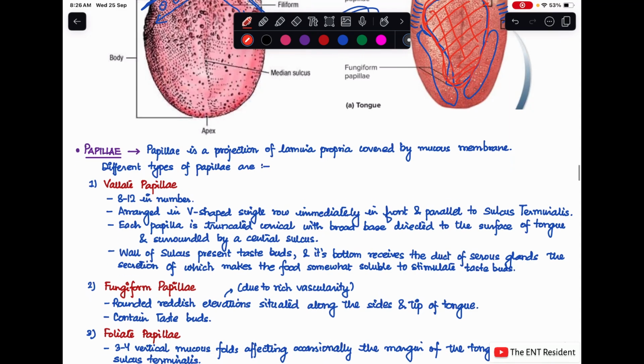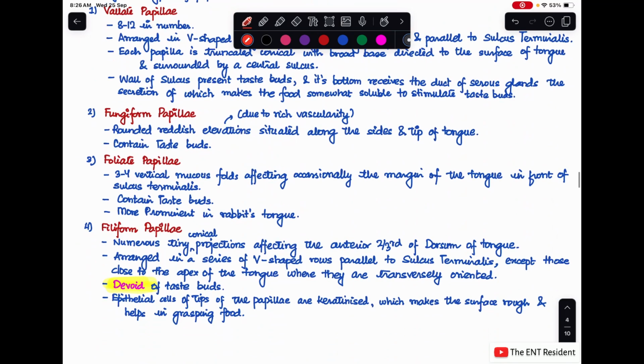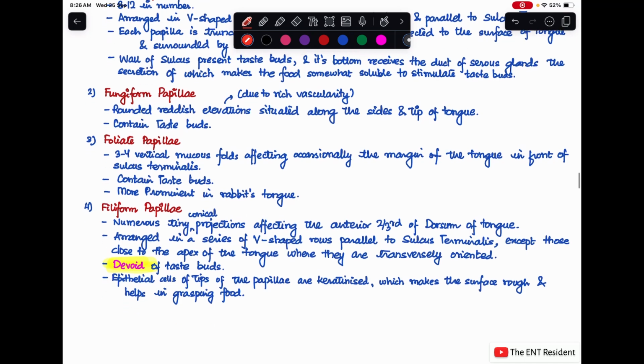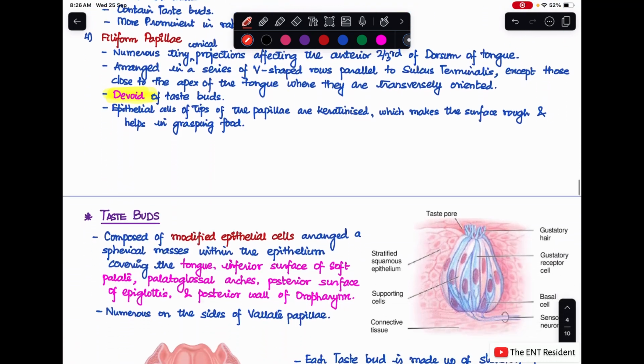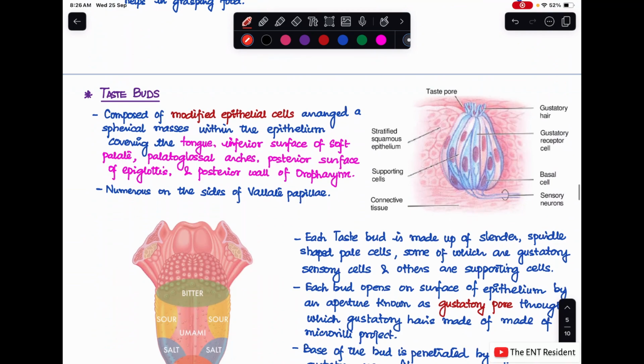And the last papillae, the filiform papillae, are numerous projections all over the dorsum of the anterior two-thirds of the tongue, and these are devoid of taste buds, and they give the rough surface to the tongue which helps you in grasping food. So these are all about the papillae of the tongue. Next, we'll talk about the taste buds.